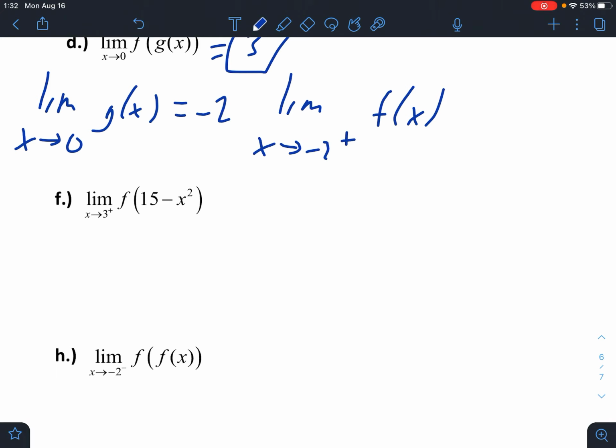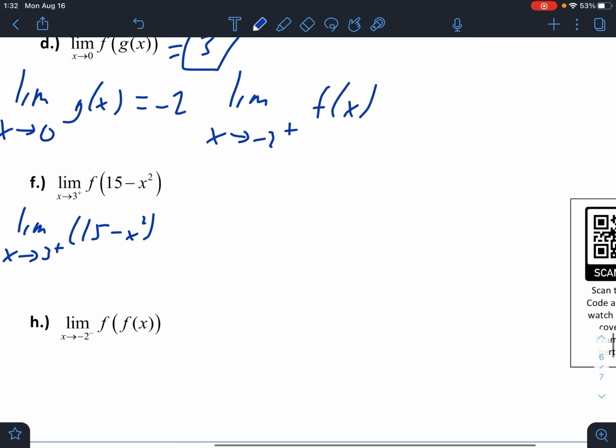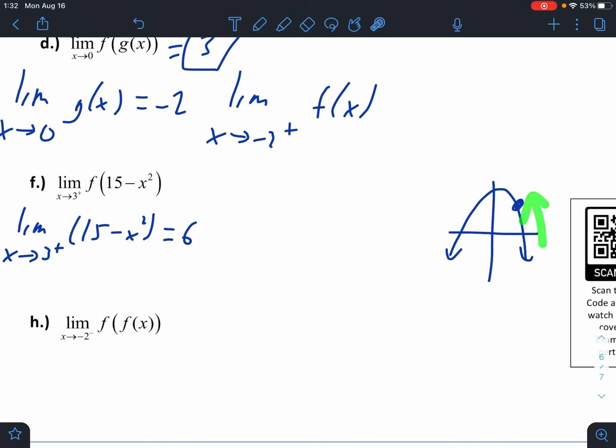Part F, we're going to start here by doing the limit as x approaches 3 from the right of 15 minus x squared. All right, if you don't know what 15 minus x squared is, all it is is a parabola that looks like this. Okay? And 3 would be right around here. If you put 3 into that expression, 15 minus 3 squared, 15 minus 9, that would be 6. And if we're coming from the right, we're coming from below 6.